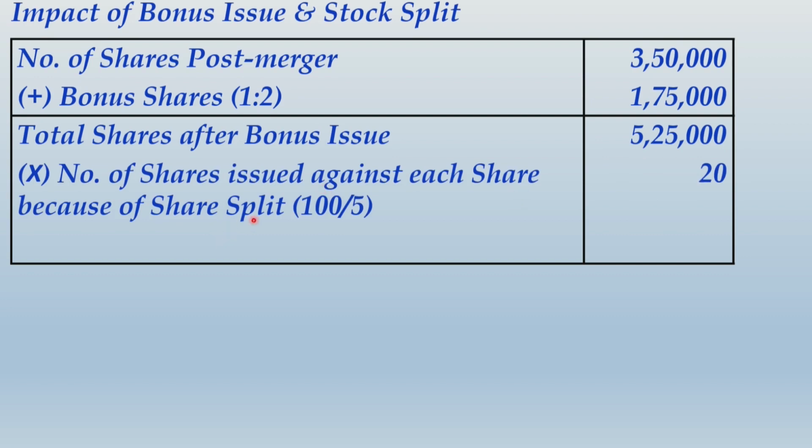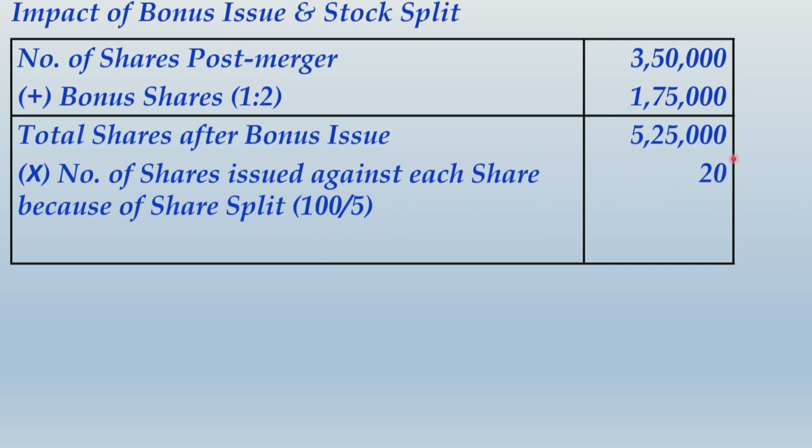and the number of shares issued against each share because of the share split will be 20 shares. Why? Because earlier the face value of each share was rupees 100. You are breaking that up by way of a stock split, and you are breaking each share into a share having a face value of just rupees 5 as fully paid up definitely. So 1 share of 100 rupee face value is equivalent to 20 shares of rupees 5 face value.